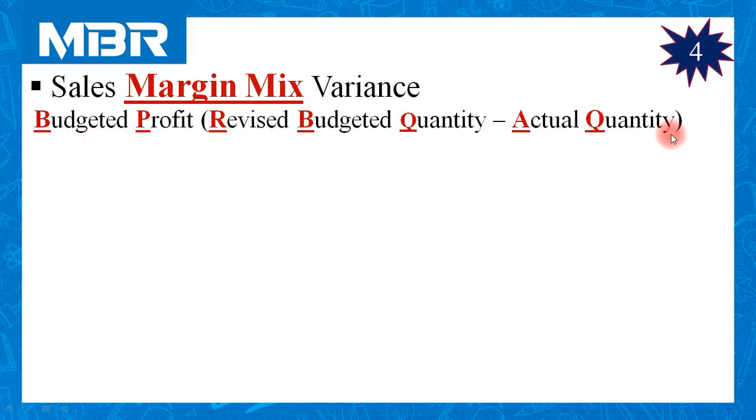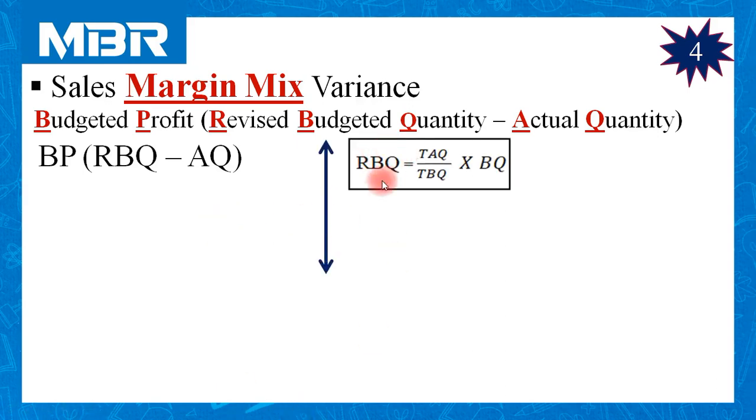Information related to budgeted profit and actual quantity are given in a ready-made form, but information related to revised budgeted quantity is not given. So first of all, we need to calculate revised budgeted quantity using formula: revised budgeted quantity equals total actual quantity divided by total budgeted quantity multiplied by budgeted quantity. It's very simple, because we need to insert the figures in the given formula only. For product A, 1,18,000 total actual quantity, 1 lakh total budgeted quantity, multiplied by budgeted quantity 50,000.